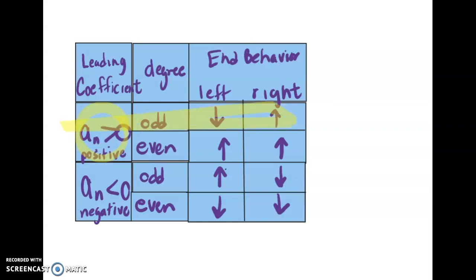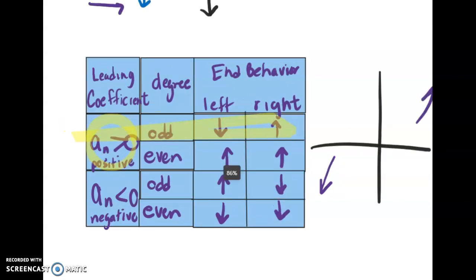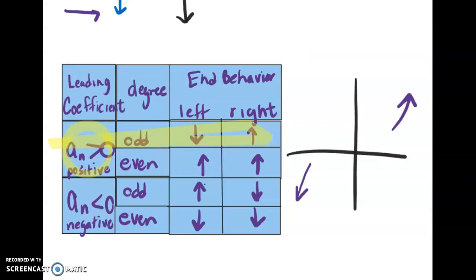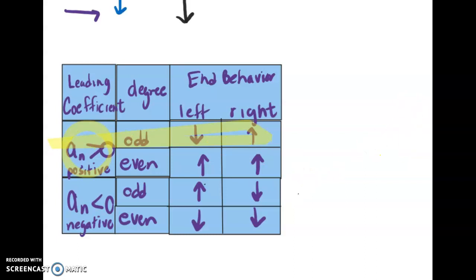So if I was to look at the graph of this, I would notice that the left side went down and the right side goes up. And then in between, I'm going to have some smooth curves. I don't know how many yet because we haven't talked about that, but something like this. Left side goes down, right side goes up. What about this example?